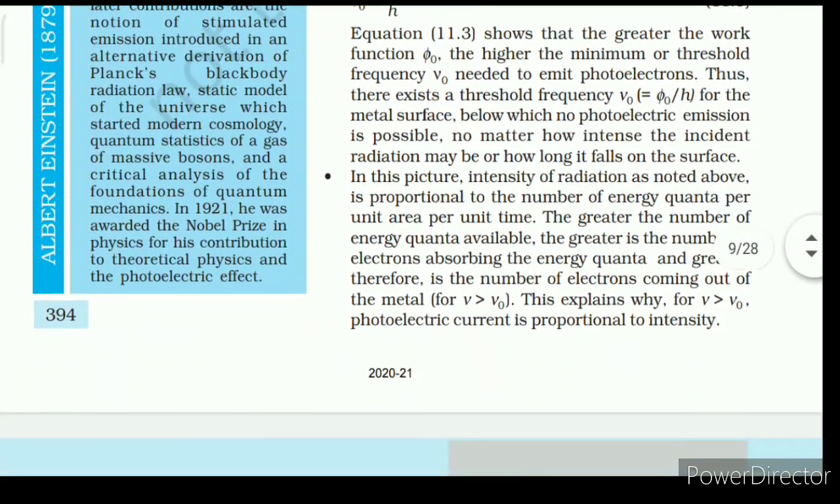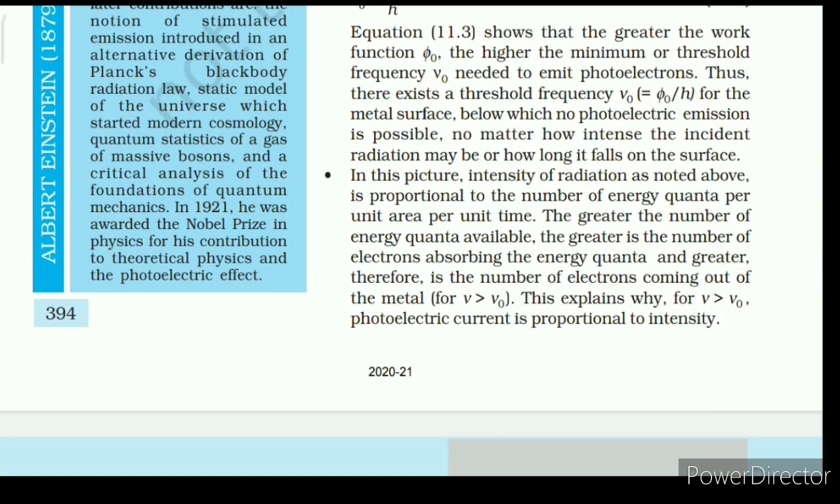The greater the number of energy quanta available, the greater is the number of electrons absorbing the energy quanta, and greater, therefore, is the number of electrons coming out of the metal. This explains why, for nu greater than nu naught, photoelectric current is proportional to intensity.